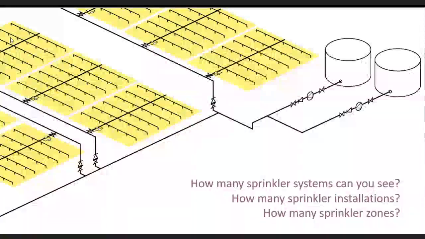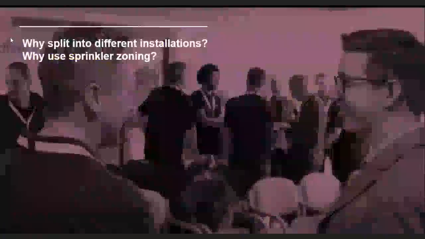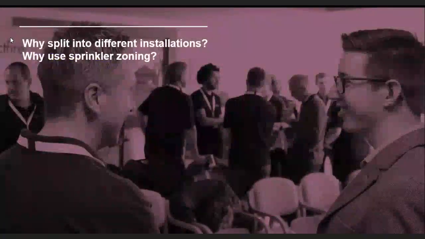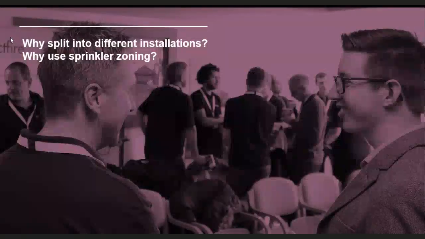Each zone is going to start with an isolation valve and then a float switch. So those are the answers to the questions. That's an introduction to what I'm talking about. So let's answer these 2 questions here. Why split it into different installations, and why then split it into different zones?